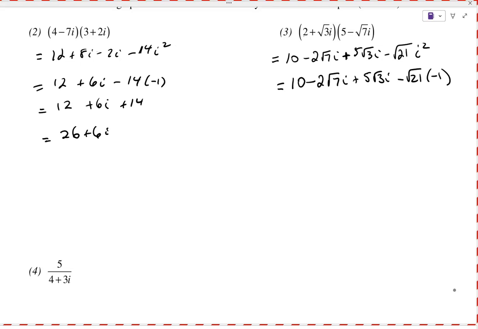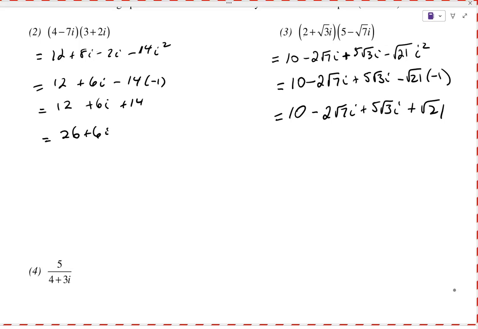Okay. What does this negative 1 do to the last piece? Makes it positive, right? So we just get a plus square root of 21. So we get 10 minus 2 root 7i plus 5 root 3i plus square root of 21.